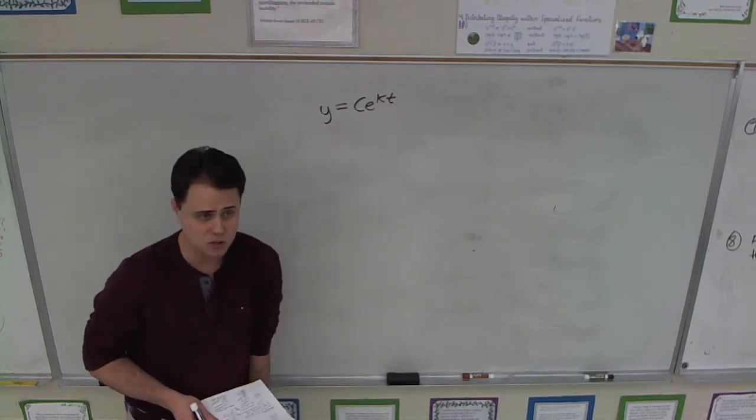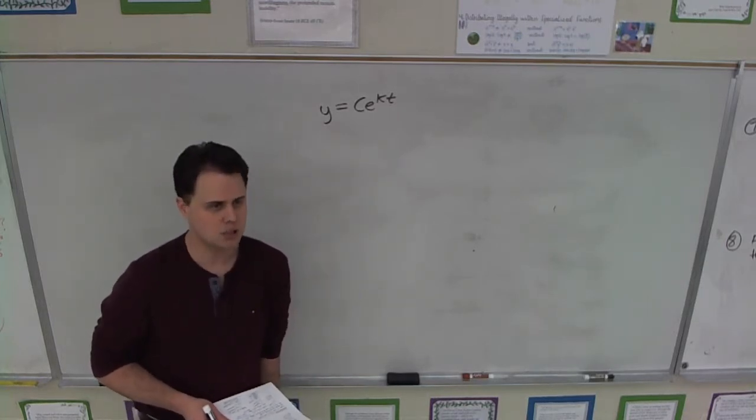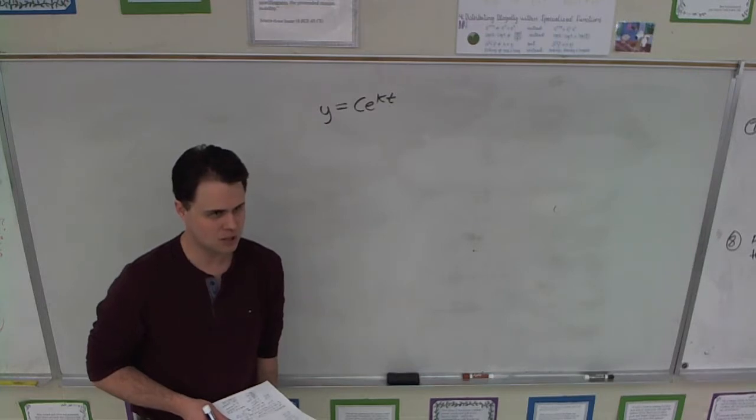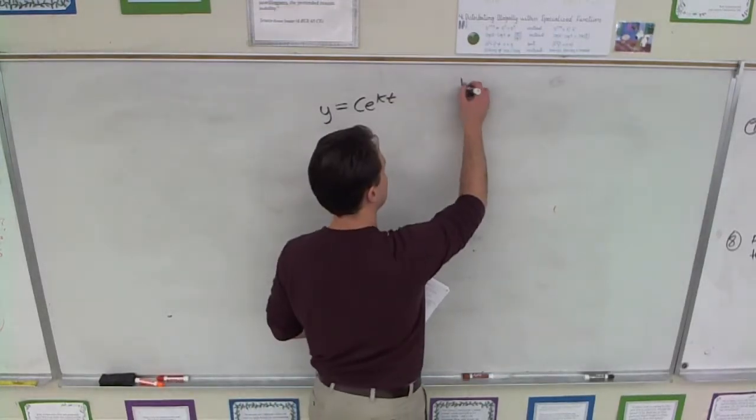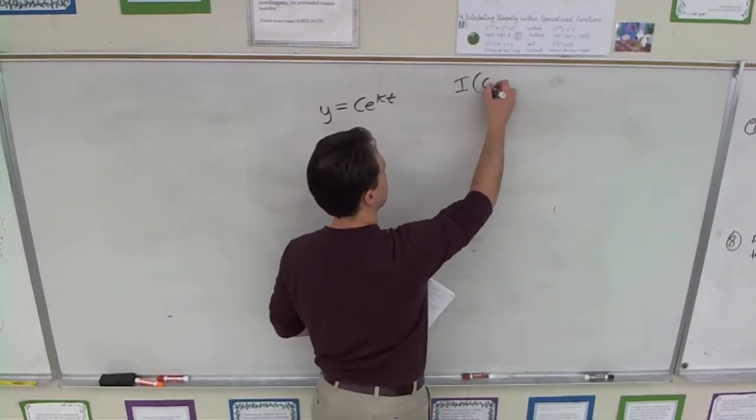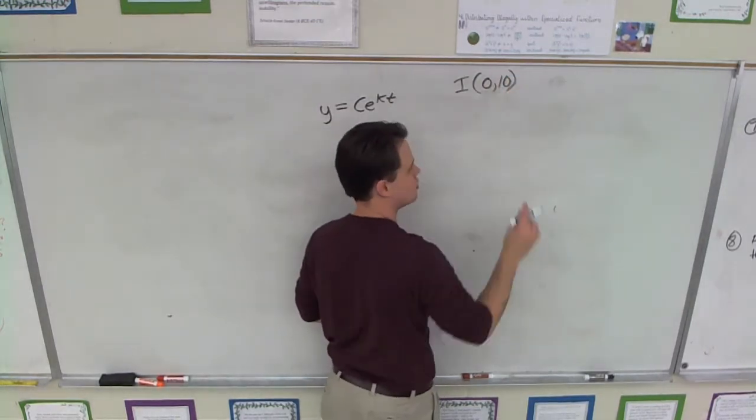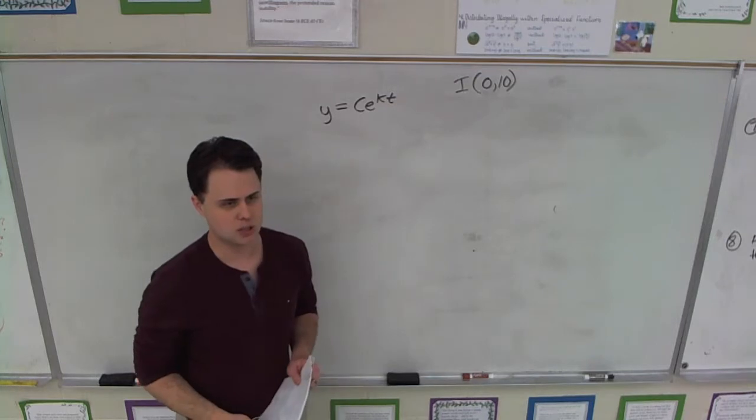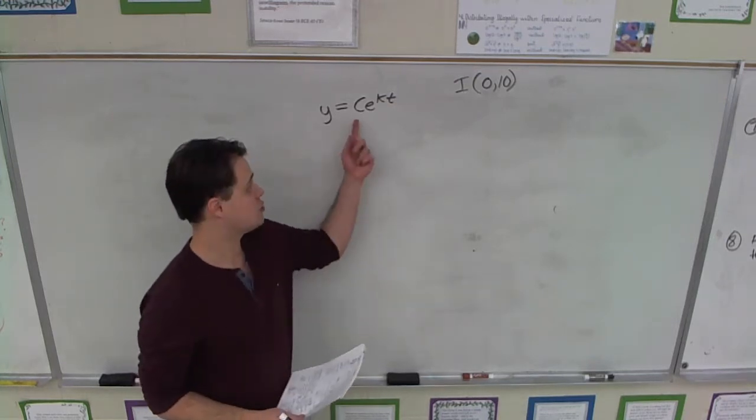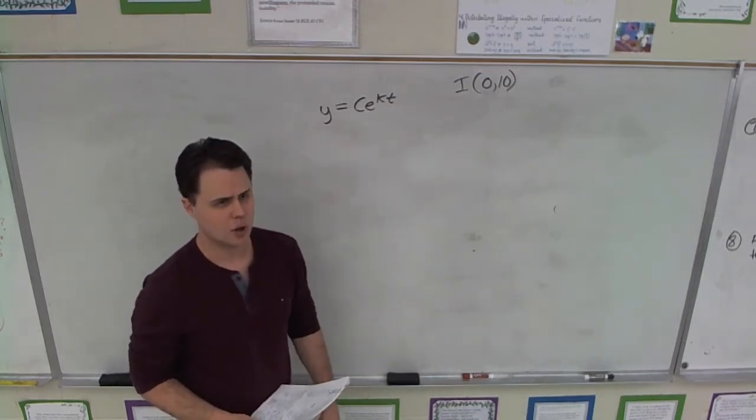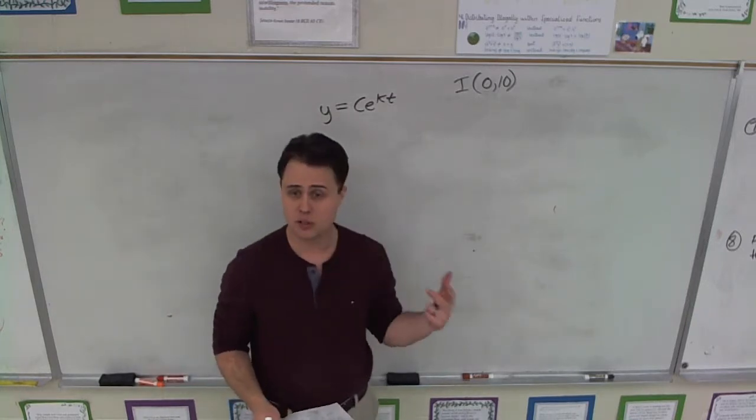So we need some conditions. So we had one condition. Did you guys pick up on it when I described it? We had the amount of grams of the substance at time 0. That was 10 grams. So that's the initial condition. I think we're going to need another condition because we have 2 constants to determine. How else might we get another condition? I don't think I said it.